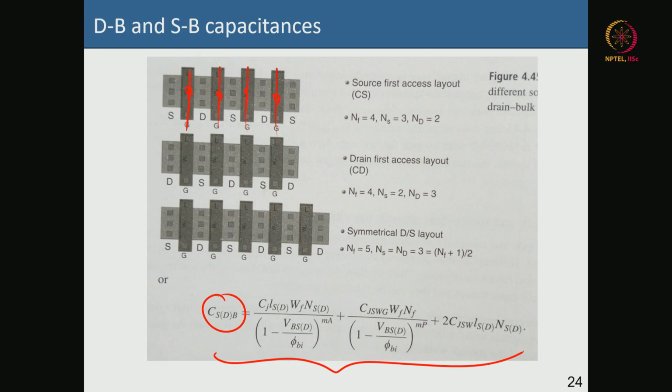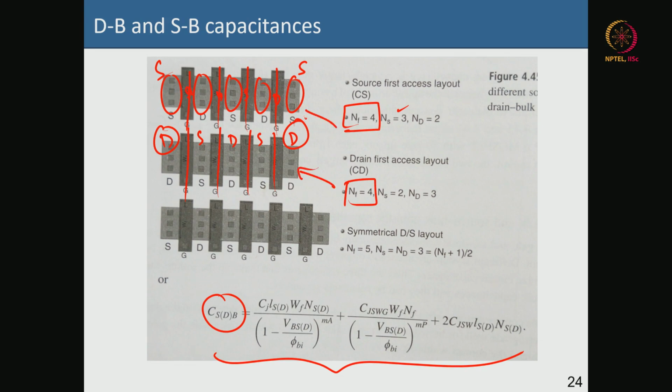However, there is source, drain, drain, source. The source is on the outside. You can also have the other way, where you have drain, source, drain, so the drain is on the outside. This also has 1, 2, 3, 4 gate fingers. So you have 4 gate fingers, but the source is on the outside. Here you have 4 gate fingers, but the drain is on the outside. Got the point?